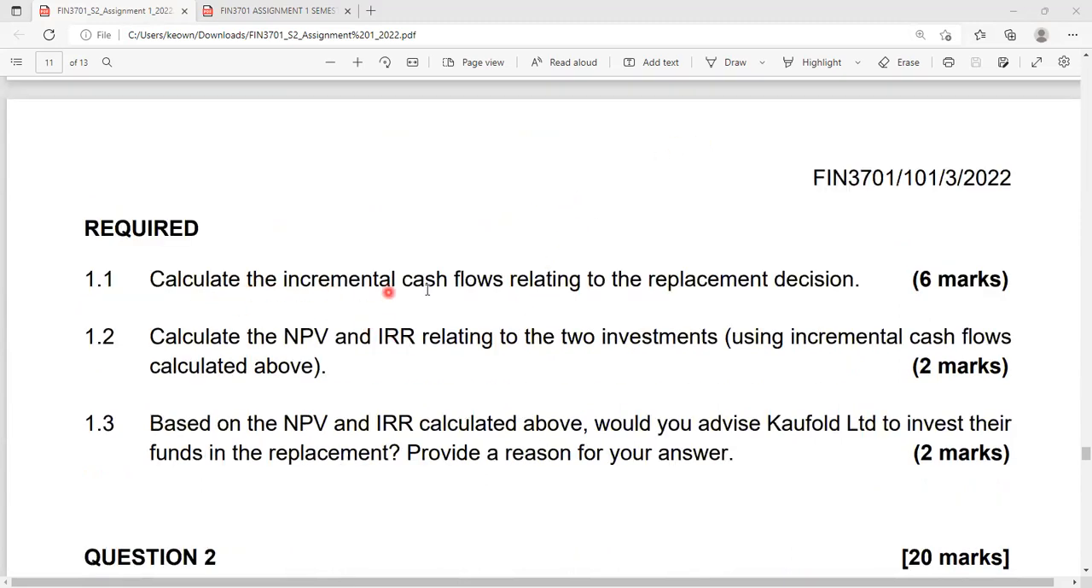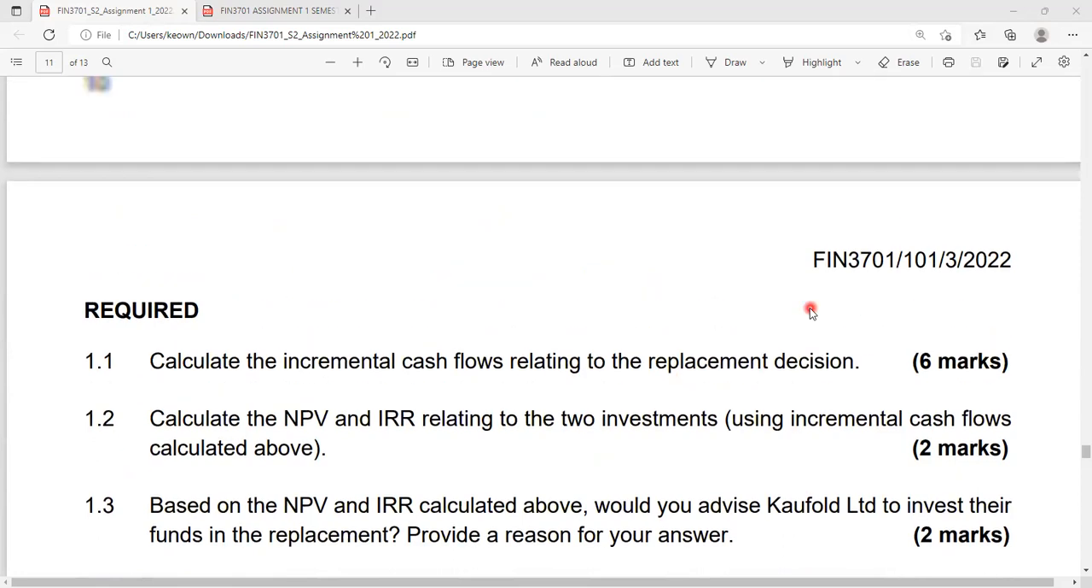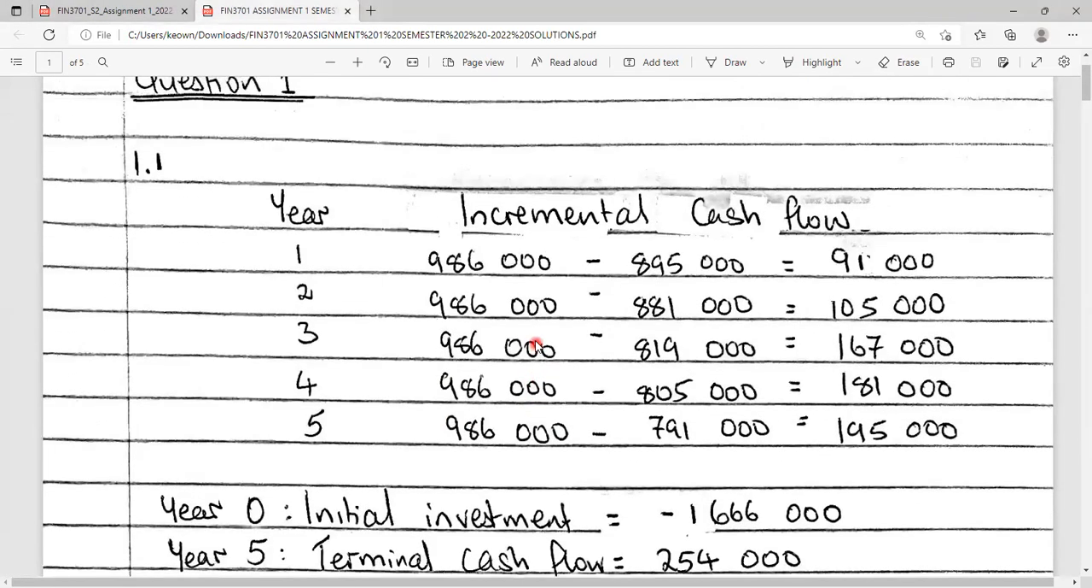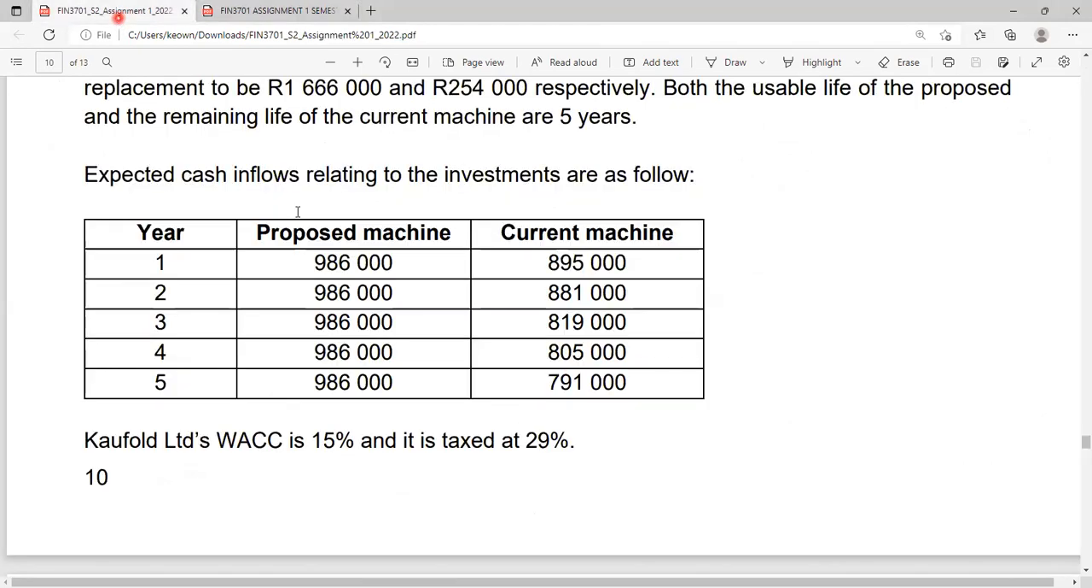So the first question says, calculate the incremental cash flows relating to the replacement decision. If our current machine is going to give us cash flows of 895 in the next year, whereas the proposed machine is going to give us 986, it means that the actual benefit we are going to get as a result of the new machine is 986 minus 895. So the new machine is actually going to add 91,000 to our cash flows. This is what we call the incremental cash flow. So we can do that for each of the future years, subtracting the cash flows of the current machine from the proposed machine, and then these are the incremental cash flows we get, right? So that's the answer to the first part.